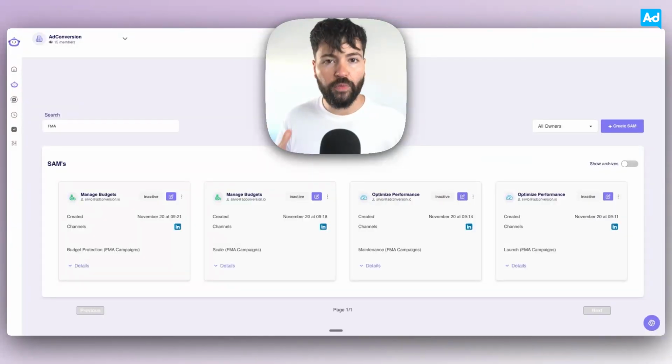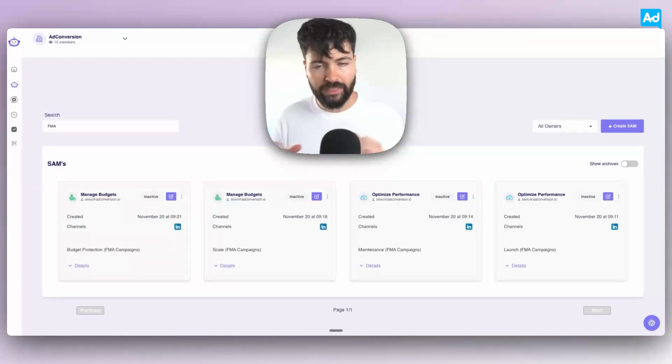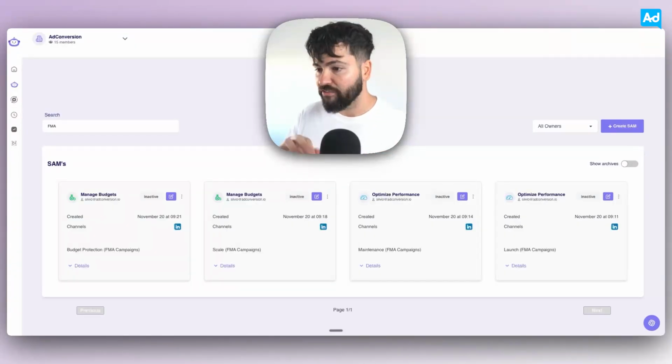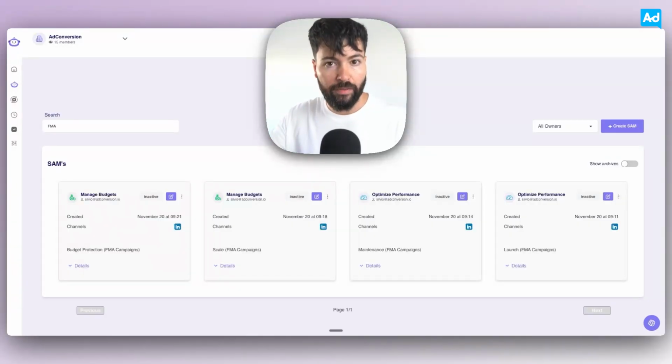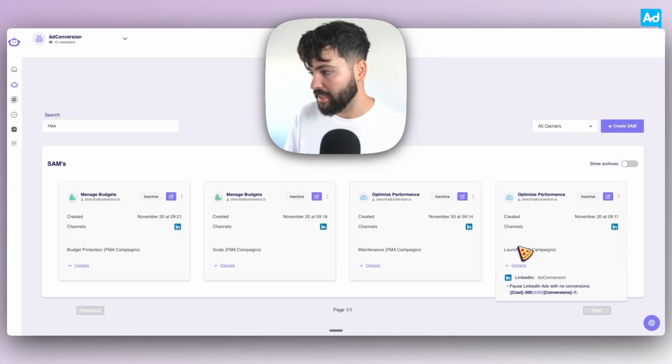Okay, lo and behold, we are in Sammy. I'm going to walk you now through the actual mechanics of the workflows that I built. So remember what I talked about, the launch, the maintenance, the scale phases. So I have 4 SAMs created in Sammy. A SAM in Sammy is a workflow of rules, and it's basically an automation of what we're trying to accomplish. So one of the SAMs that I created is a launch SAM.